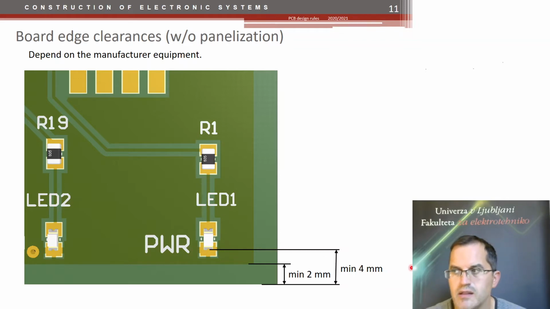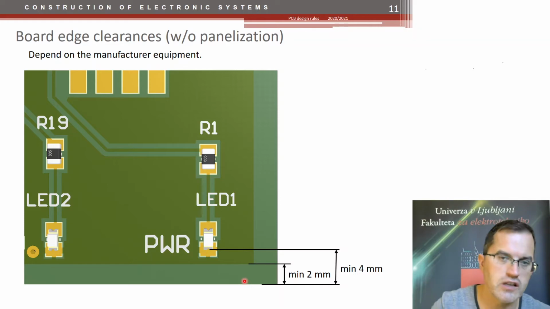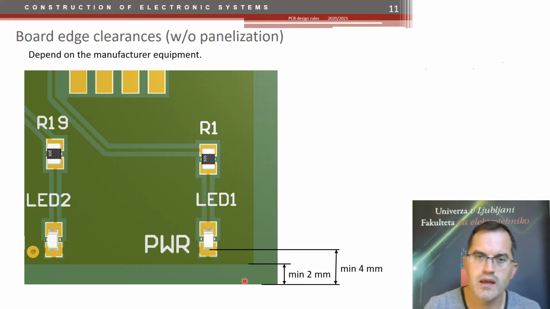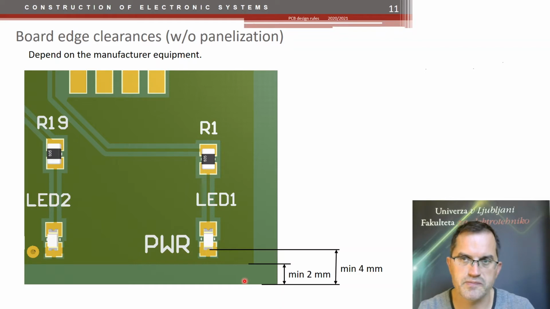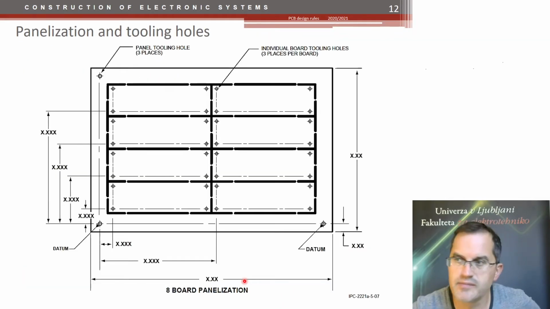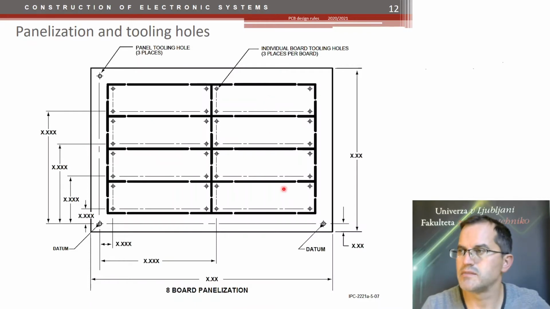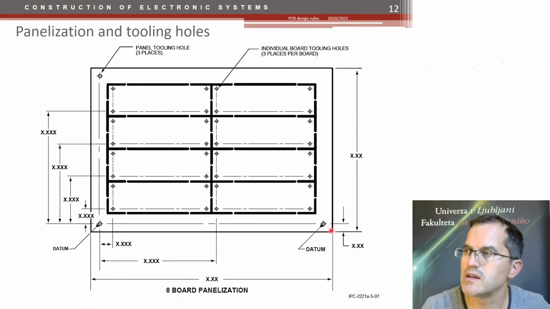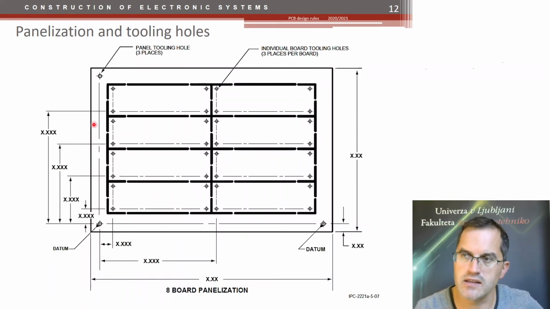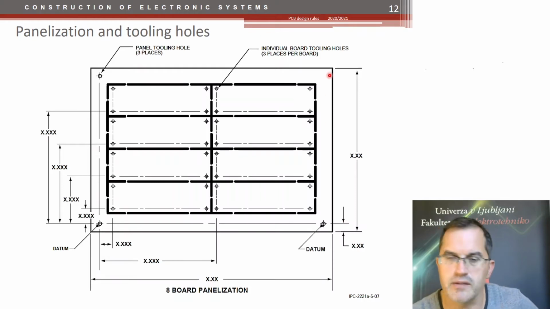Can be different, but for tooling to be able to insert the PCB into the machine, you need a certain edge clearance for copper and for components. Of course, you can put your PCB in the panel. So your PCB can be a part of the panel, as you see here. So at the end, you can say my PCB will be panelized, and all the tooling and manufacturing edge clearance is done by the outer frame of that panel.